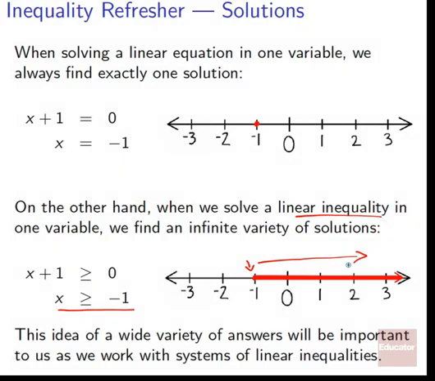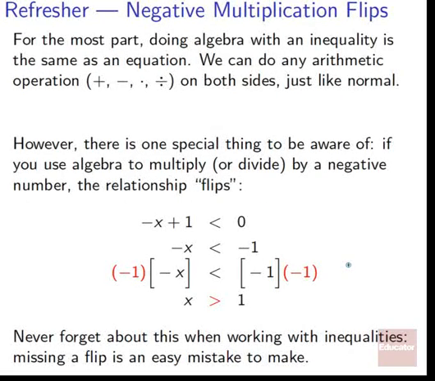This idea of a wide variety of answers will be important to us as we work with systems of linear inequalities, so we want to keep this in mind. For the most part, when you're doing algebra with an inequality, it's just the same as doing it with an equation. We can do any arithmetic operation, addition, subtraction, multiplication, division, on both sides, just like normal algebra. However, there is one special thing to be aware of. If you use algebra to multiply or divide by a negative number, the relationship flips.